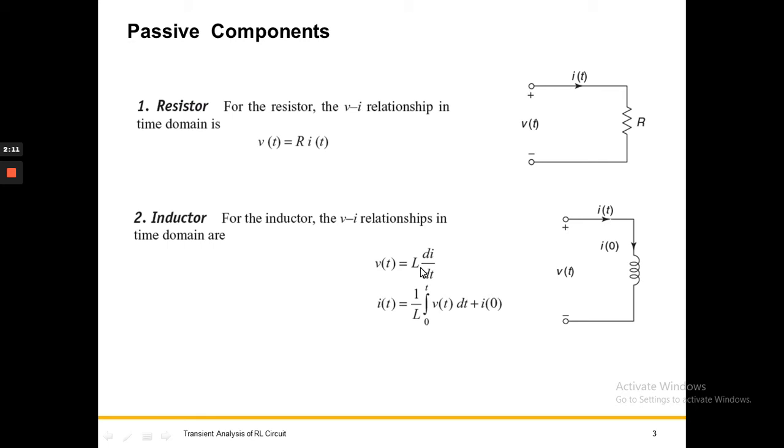Then the inductor. When you are applying a voltage across the inductor, the current through it will be proportional to the integral of the voltage across the inductance, plus the initial condition. Or when there is a changing current, the voltage developed across the inductor will be proportional to the rate of change of current through that inductance. That proportionality factor is called the inductance of that inductor. These equations are well known.